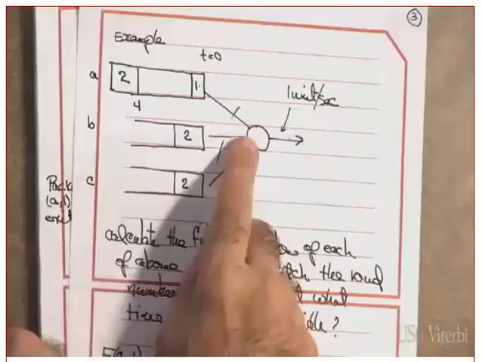B1. C1 exit. Are you following me or not? Exit. Clear? Yes or no? Okay. Now answer me the following one.